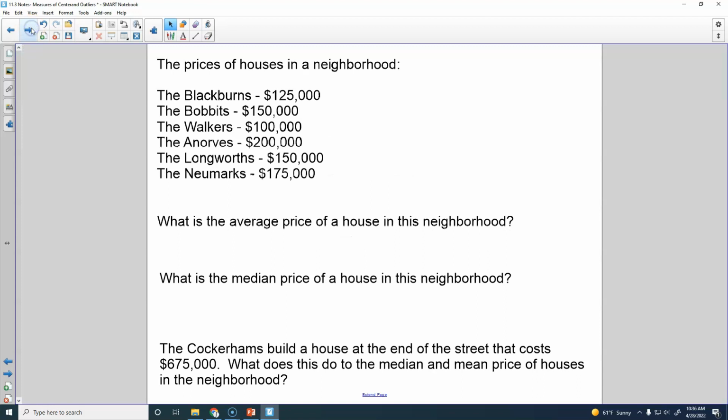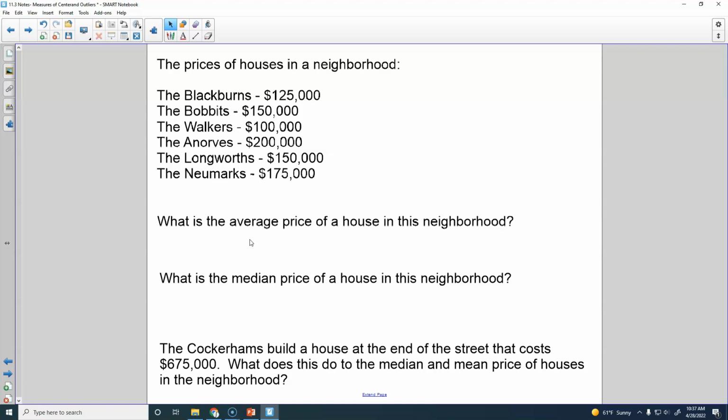Okay, so here's an example. I want you to see the difference between mean and median and when one might be better to use than the other. The prices of houses in a neighborhood are listed. I did this a few years ago. They're probably worth like 50% more now because house prices are going through the roof.